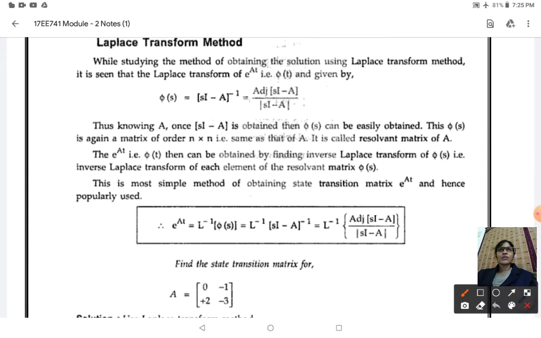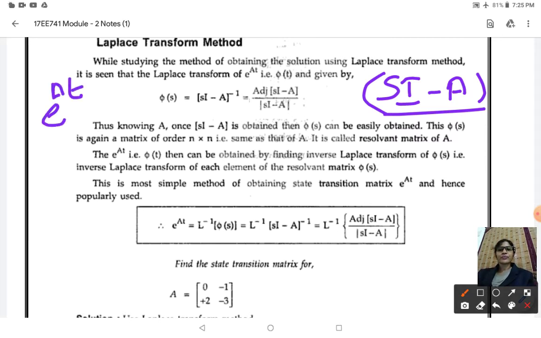Now, what defines the stability of the system? The characteristic equation. Which is the characteristic equation? sI minus A is the characteristic equation, because the roots of this characteristic equation define the complete stability of the system. Now, in this we are going to identify the state transition matrix e to the power of at. We can write e power at as phi of t.